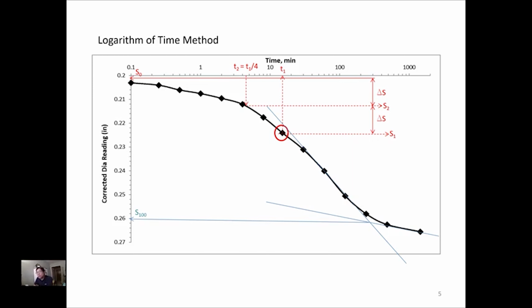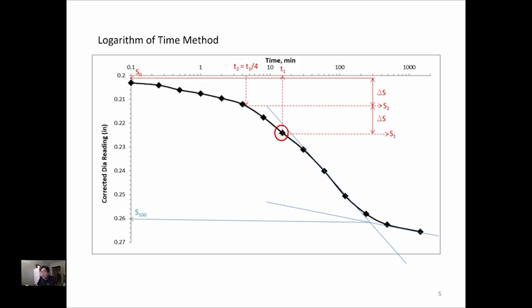So what is S100? Well, S100 means the settlement corresponding to 100% consolidation, which means the water that was able to be pushed out has already been pushed out under this loading. And whatever settlement occurs later on is not because of pushing out or squeezing out the water. It's something else. It could be deformation of the soil particles, it could be deformation of the water, or something else. It is no longer the primary consolidation.